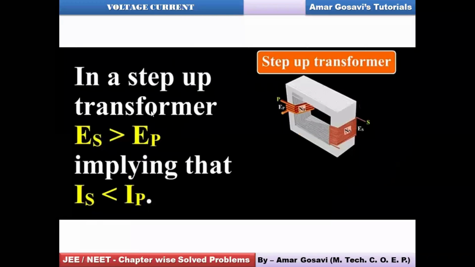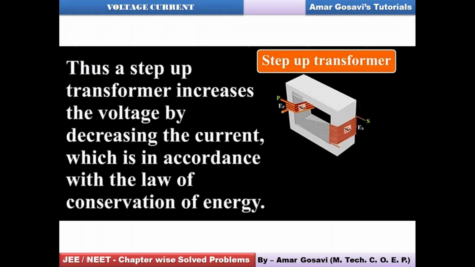So in step-up transformer, one should remember ES will be greater than EP, implying that IS will be less than IP. So for a step-up transformer, you can see increase in the voltage by decreasing the current is in accordance with law of conservation of energy.